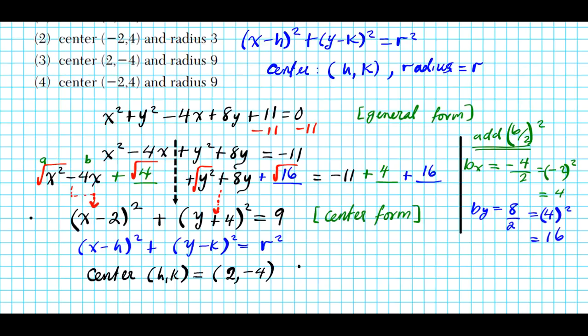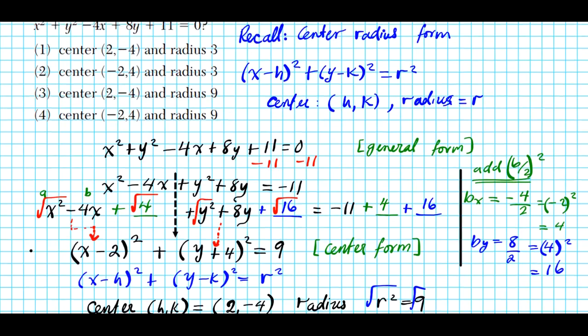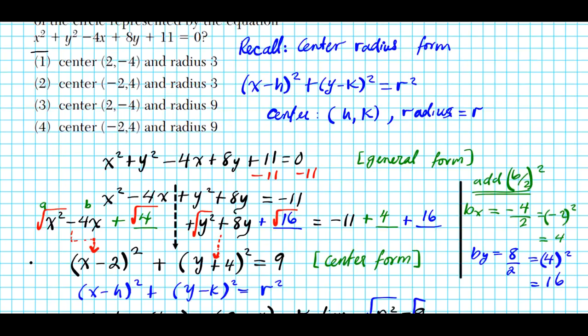There goes your center. And your radius, we know that r², you got to be careful here, r² is equal to 9. So if r² is equal to 9, what is r? You take the square root of both sides. R is simply 3. Okay? So center (2, -4), radius of 3. Our answer is option number 1.